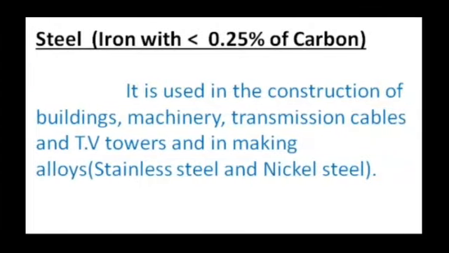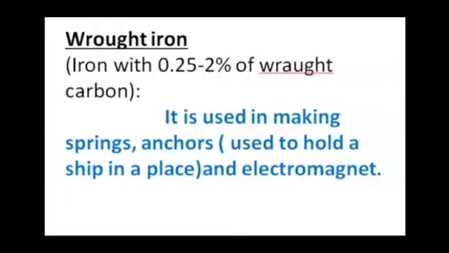Steel will contain only less than 0.25% of carbon. It is used in the construction of buildings, machinery, transmission cables, TV towers, and in making alloys. Wrought iron will contain 0.25 to 2% of carbon. It is used to make springs, anchors, and electromagnets.